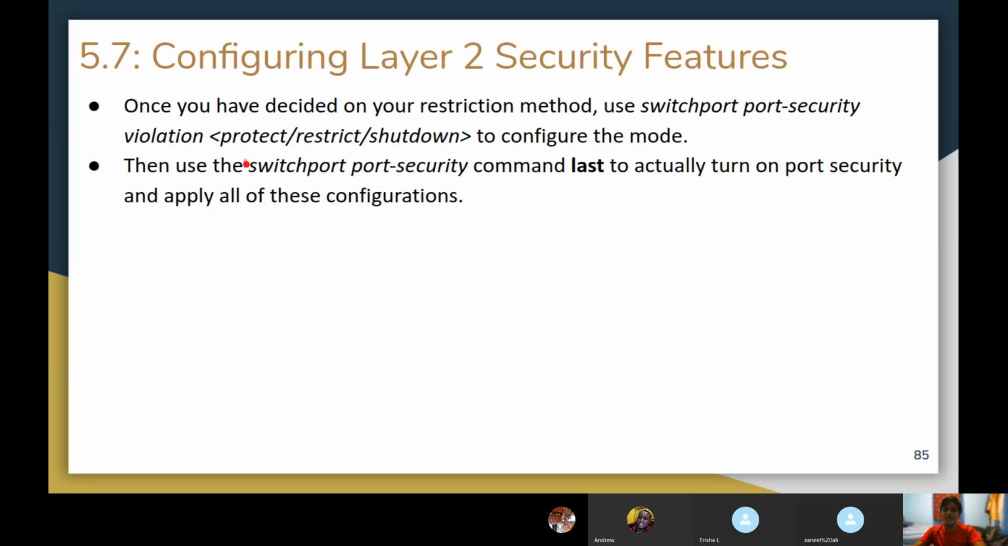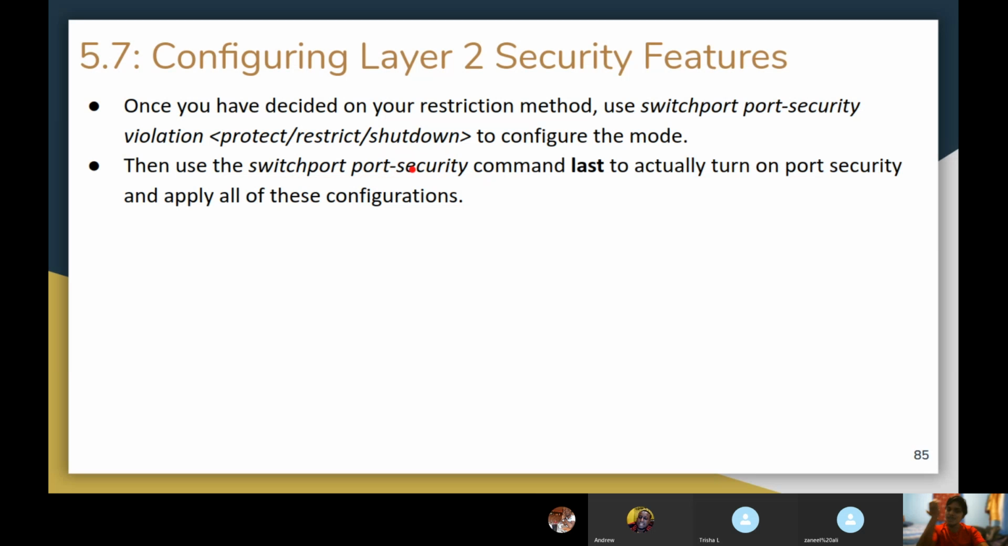The very last thing you do is put in the command switchport port-security by itself. You use the switchport port-security command last to actually turn on port security and apply all of these configurations. All the things we did before were just to tweak port security and let it be configured any way that we want, whether we wanted to shut down certain ports, or put in MAC addresses, or learn MAC addresses and all of that. But it won't actually be turned on until we put in this command, switchport port-security.